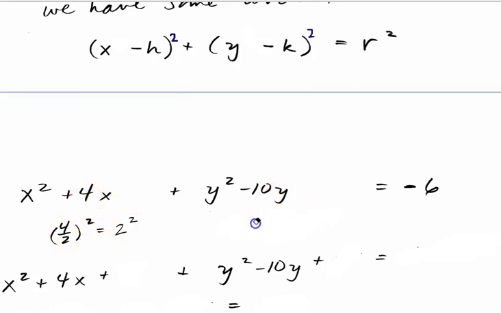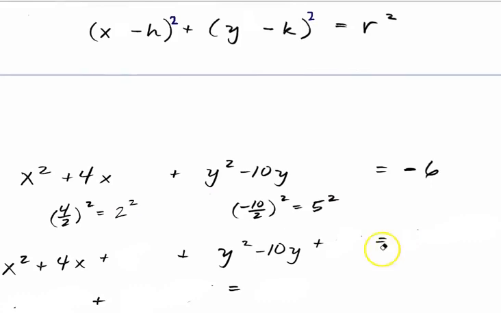Going to do the same thing over here. I'm going to take negative 10, divide by 2, and square it. So I got 2 squared and 5 squared. Often I just leave them in that form on this side. And on the other side, if I add 2 squared here, I've got to add 2 squared there. Add 5 squared, I've got to add 5 squared.